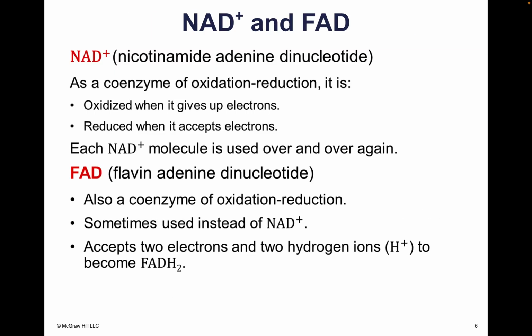It's a picture. Okay. So now we're going to introduce some more terms. We've already talked about G3P, BPG, all that. So we're going to add in some more. So there's NAD plus, nicotinamide adenine dinucleotide. That's what NAD plus stands for. As a coenzyme of oxidation reduction, it oxidizes when it gives up electrons, reduces when it accepts. So each NAD plus molecule is used over and over and over again. Then we have FAD, which is flavin adenine dinucleotide. That's also a coenzyme of your redox reactions, and sometimes through this process we'll use FAD instead of NAD+. This accepts 2 electrons and 2 hydrogen ions to become FADH2.